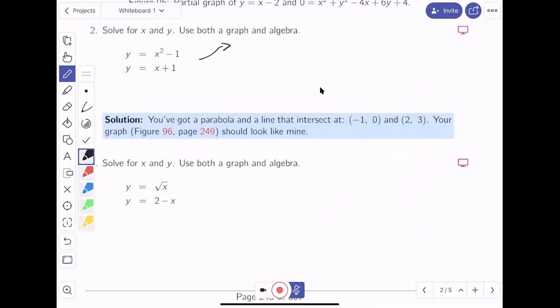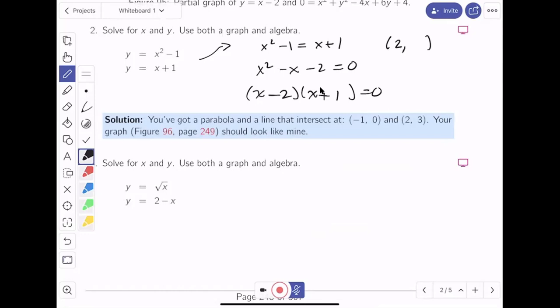Well, if y equals x squared minus 1 and y equals x plus 1, that means x squared minus 1 equals x plus 1. And what do you get over here? You get x squared minus x minus 2 equals 0. I'm doing this by algebra, by the way. And I would get (x minus 2)(x plus 1). So x could be 2, and x could be minus 1.